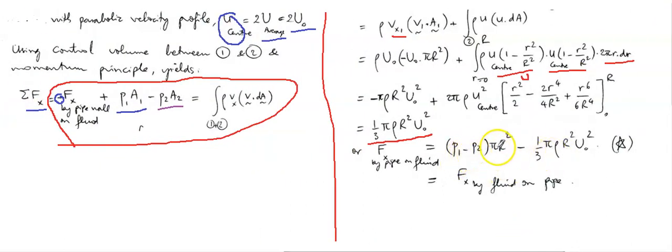If we consider this as the common term, this is P1 minus P2 times pi r square, and minus the term we just calculated. So this is actually the Fx by fluid on pipe. That's the expression we just calculated, and this is actually what we are looking for.